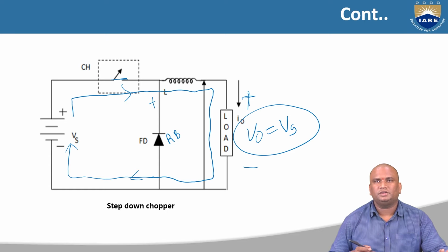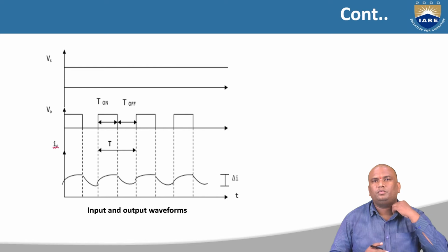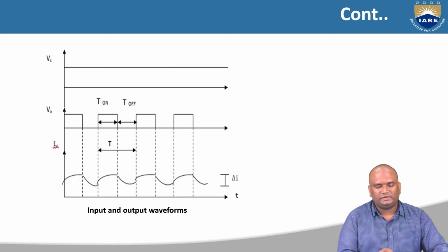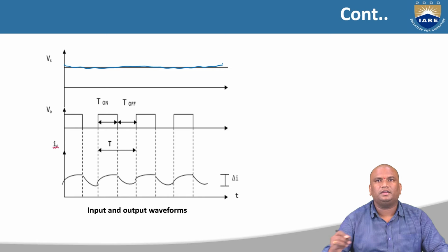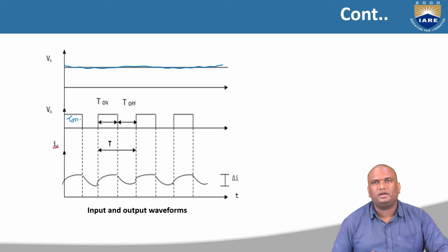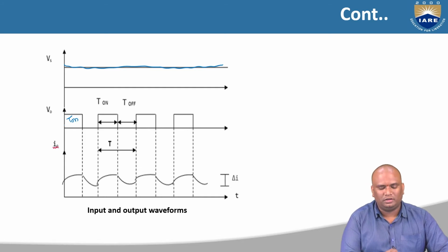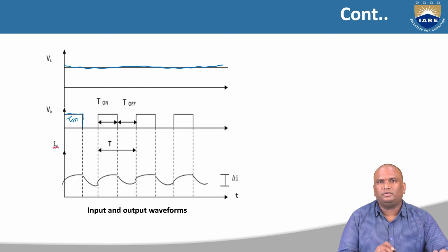I'll show you the waveform. Here, these are the output voltages. This is the input voltage Vs, a straight line which is having a constant magnitude. Once the chopper is on, this is the on time of the chopper. Once the chopper is on, the output voltage we are going to have is the same as the input voltage. And this is what we got.